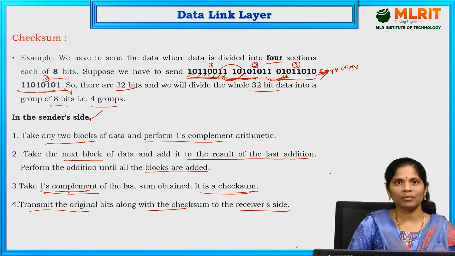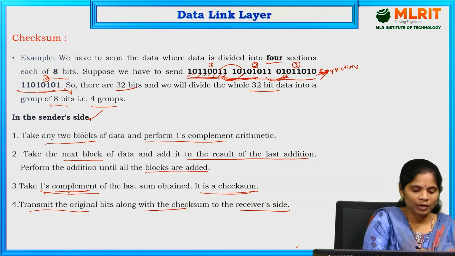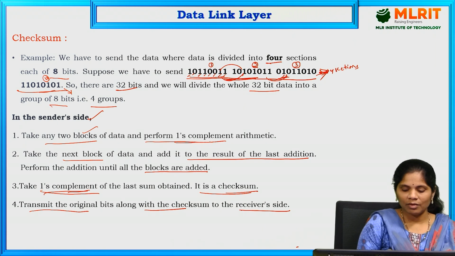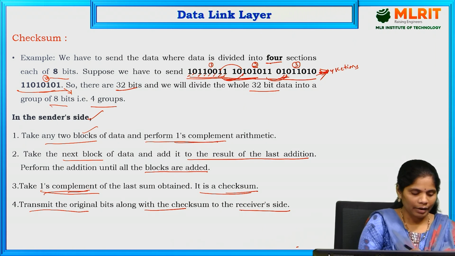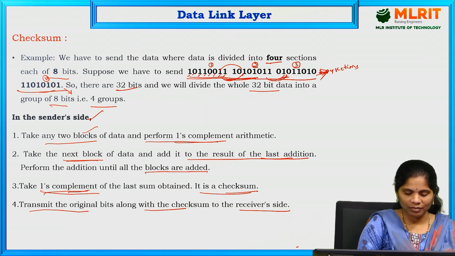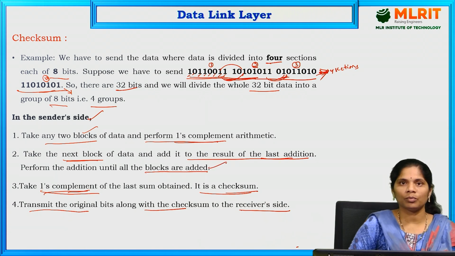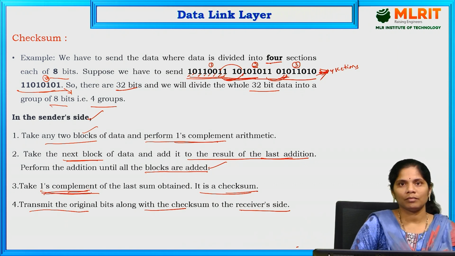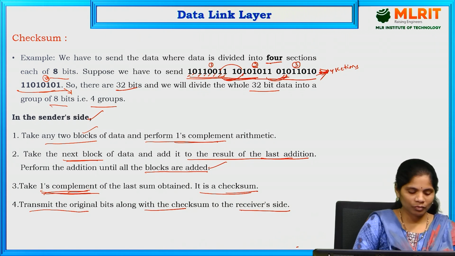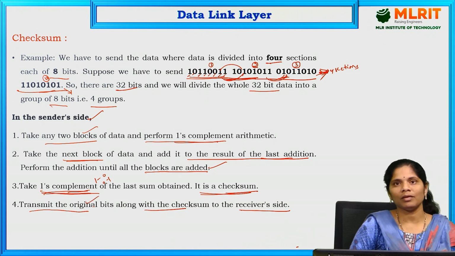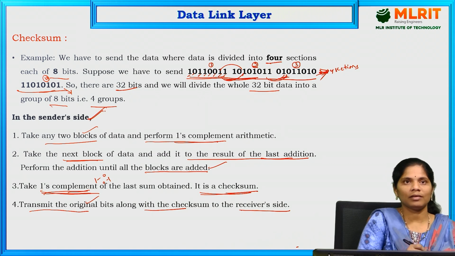Now you can go through the steps so you can understand easily. First we have to divide into blocks and perform the addition of 2 blocks using 1's complement arithmetic, meaning binary addition, and add the next block of data to the result of the last addition. Perform the addition until all blocks are completed. Finally we have to do the 1's complement of the data, meaning 1 is converted to 0 and 0 is converted to 1. That is the 1's complement and it is the checksum. Then transmit the original data along with the checksum to the receiver side. This is the process of the sender side.